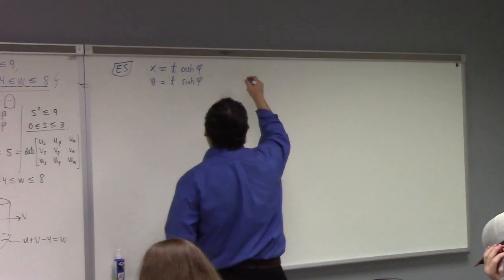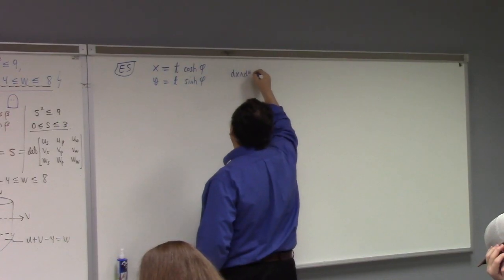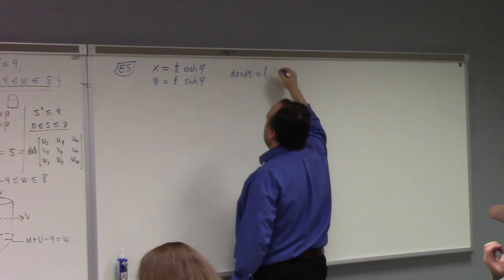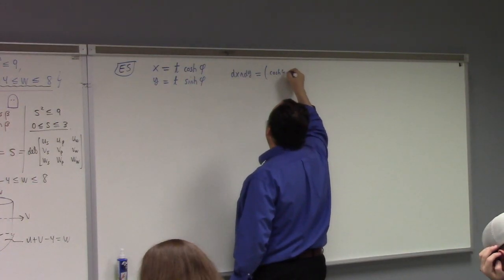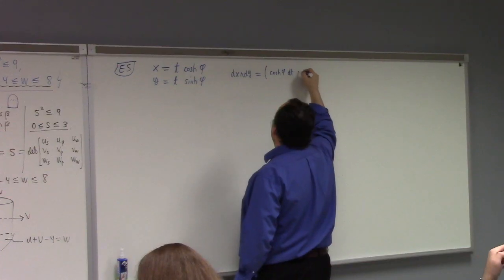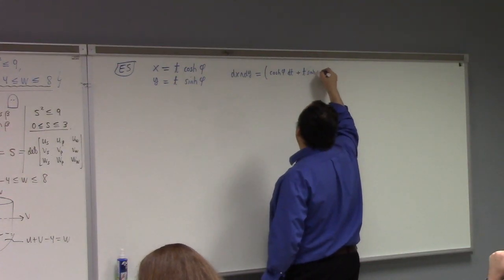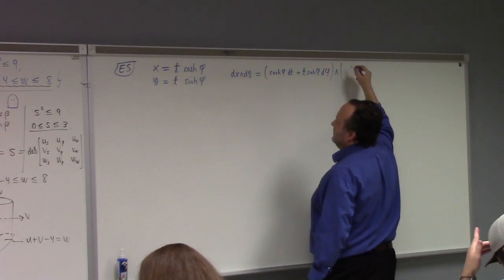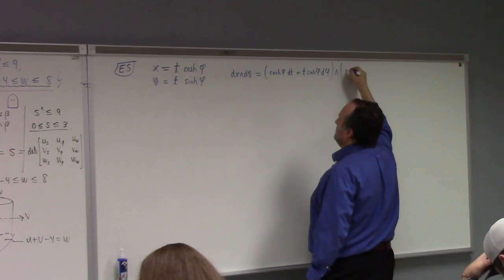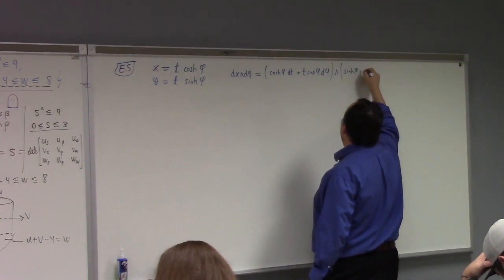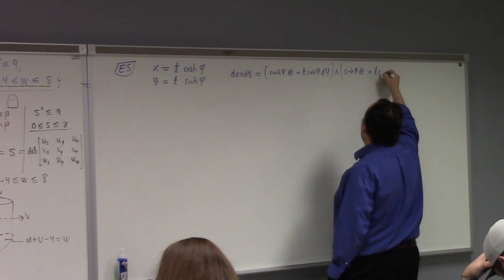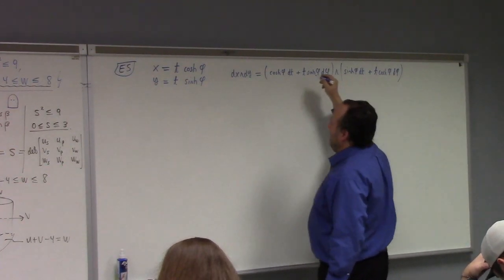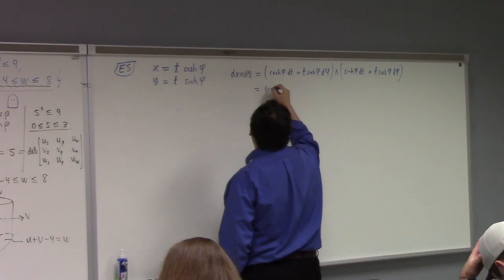Then if I were to calculate dx wedge dy, I could do that. So let's see here. I'd have cosh phi dt plus t times the sinh of phi d phi, wedged with sinh phi dt plus t cosh phi d phi. All right, so that gives me, I'll write it all out.